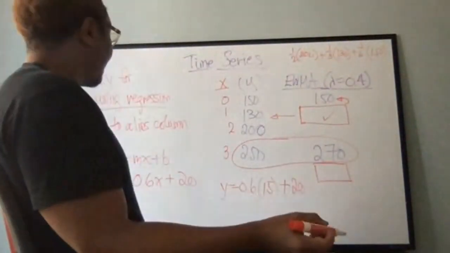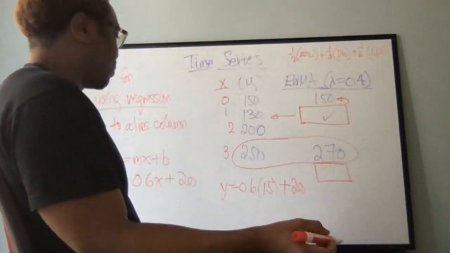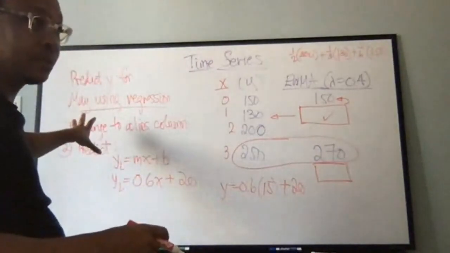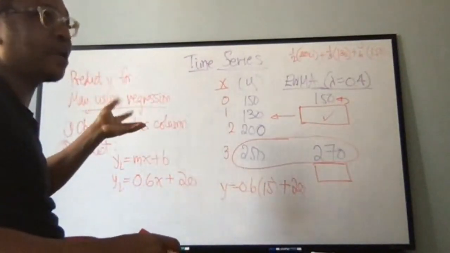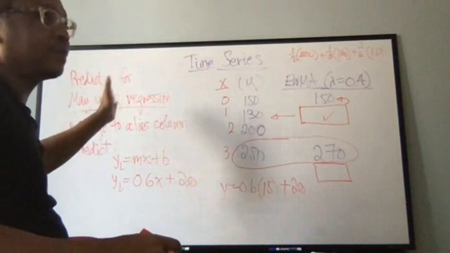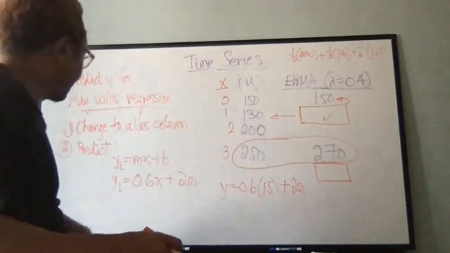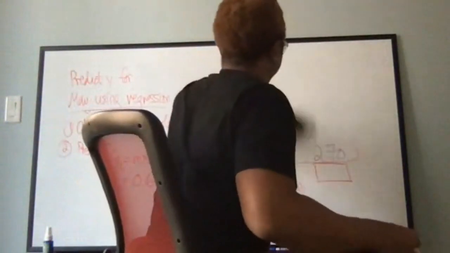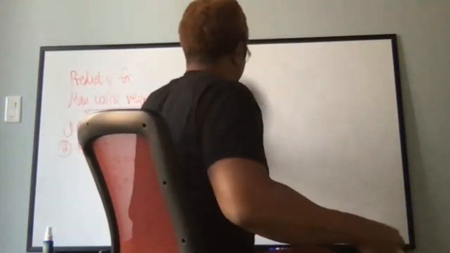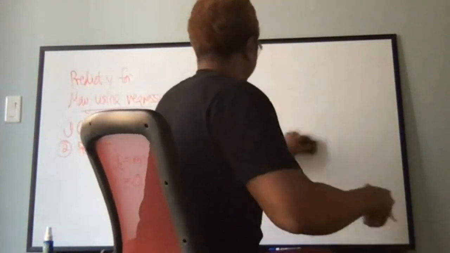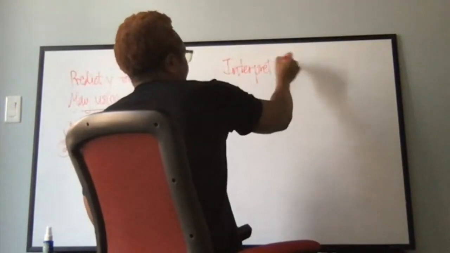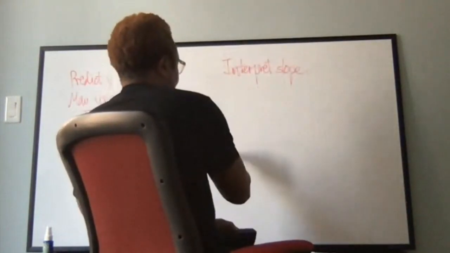Now, the very final thing is how to interpret the slope and the y-intercept in this situation. You see how we've seen it already in simple and multiple regression. Now let's interpret it here, and then we'll call it a day. Let's interpret the slope, and then interpret the y-intercept.